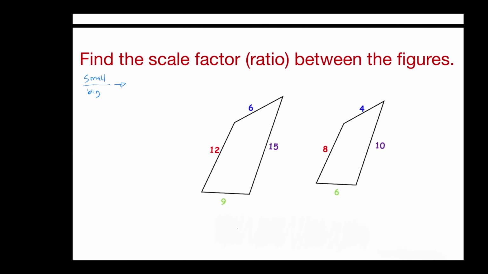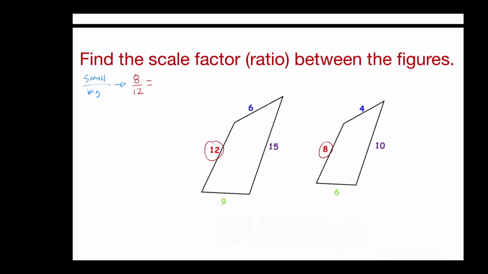Okay, so if you said from small figure to big figure, then that'll be your ratio. And now we got to see if the ratio is for all the sides. So let's see, small to big. I'm going to look at the red side, small to big, so 8 to 12. Okay, and what does that equal?